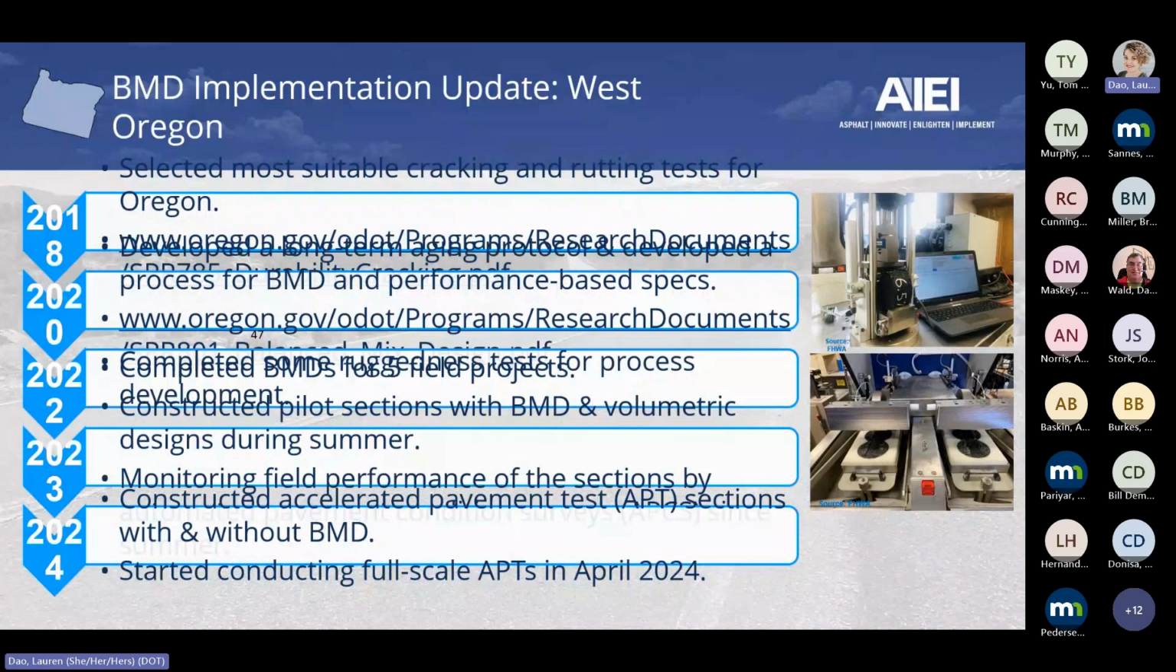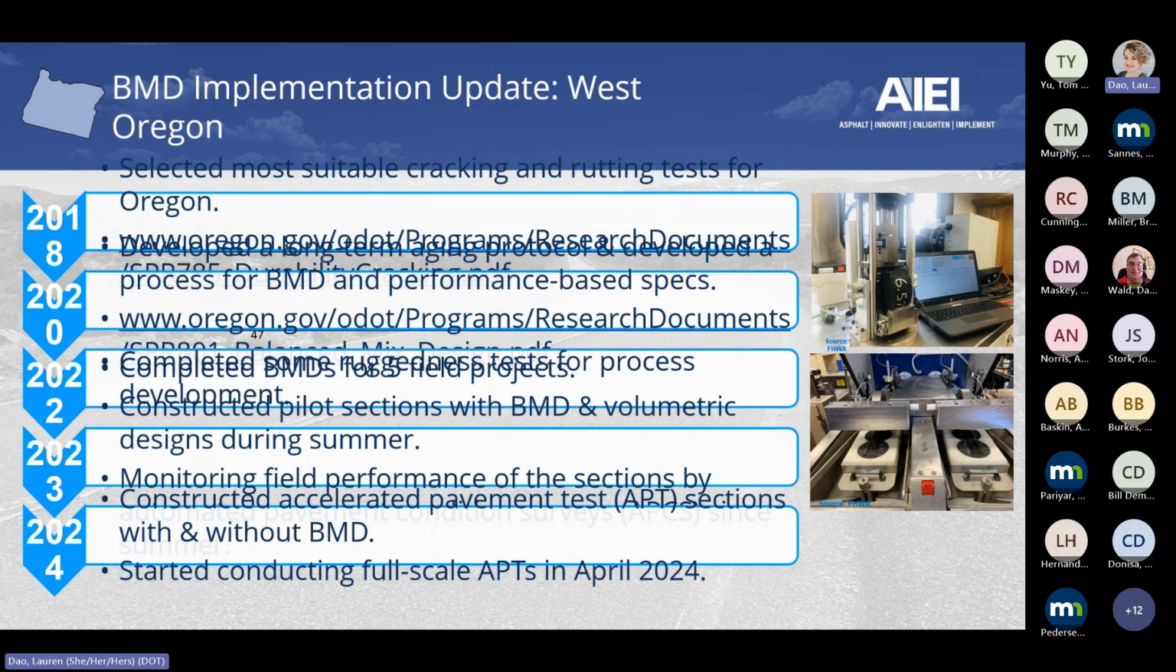Now moving on to, oh wow, Oregon. So Oregon are lost. They don't know what they're doing. But basically, I'll try to summarize that. They started about in 2018, right? So about 6-7 years ago, they looked into the tests and selected their tests. Looks like they're moving to the Cantabro-directed test and the IDEAL-CT. They've done some pilot projects.